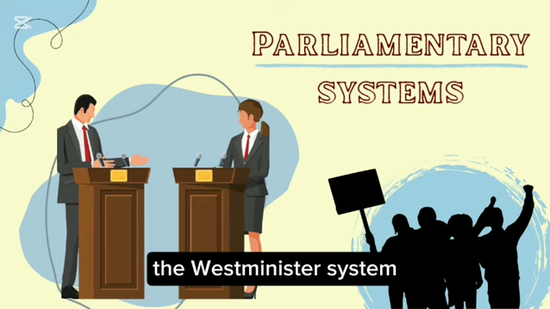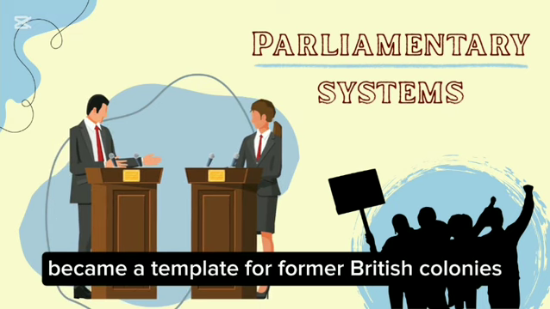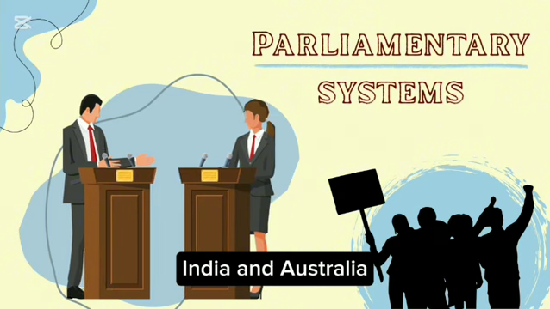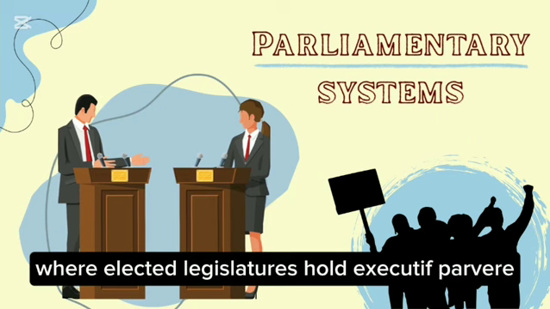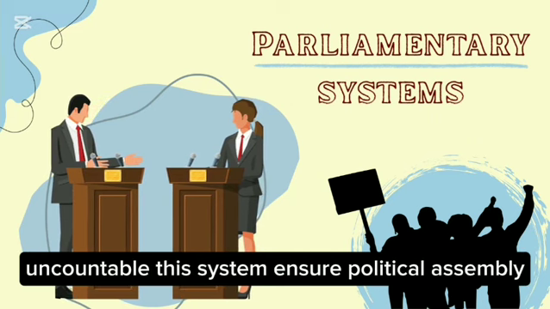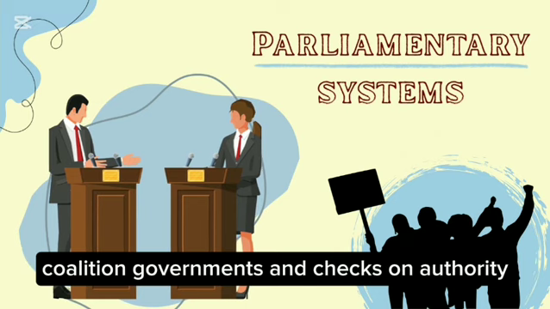The Westminster system became a template for former British colonies. Today, parliamentary democracy operates in countries like Canada, India, and Australia, where elected legislators hold executive power accountable. This system ensures political stability, coalition governments, and checks on authority.